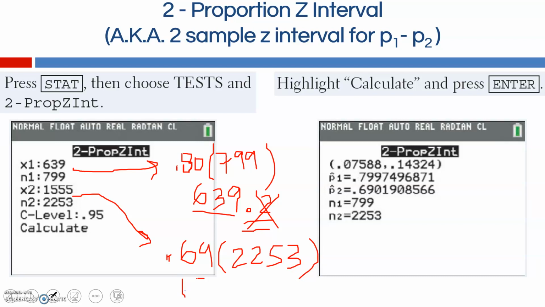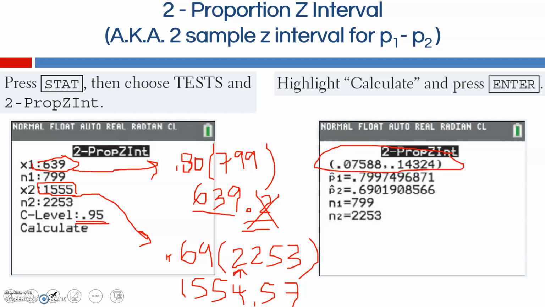You're going to get 1,554.57. So go ahead and round that up to 1555. Make that 639. Adjust your C level. And as you can see here, the interval is a little different from the one that was calculated by hand.